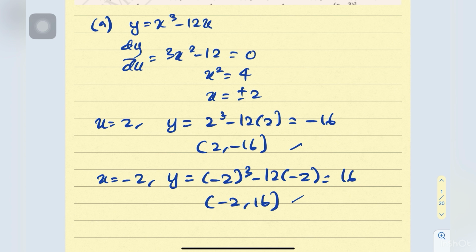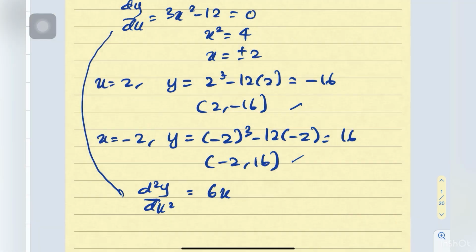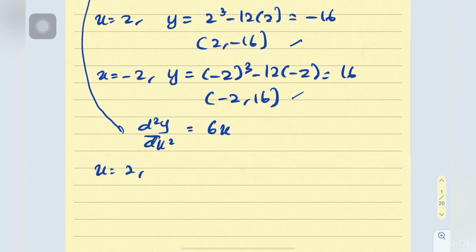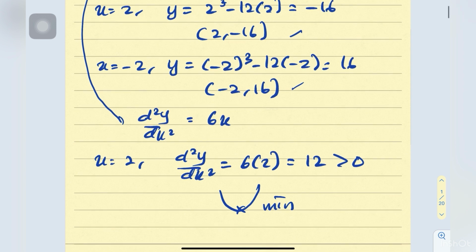To identify the maximum or minimum point, we have to differentiate another time. Find the second derivative, d squared y/dx squared, which is 6x. Then we substitute. When x equals 2, d squared y/dx squared is 6 times 2, which is 12. 12 is more than 0, a smile, meaning minimum. Therefore the coordinate (2, -16) is a minimum point.